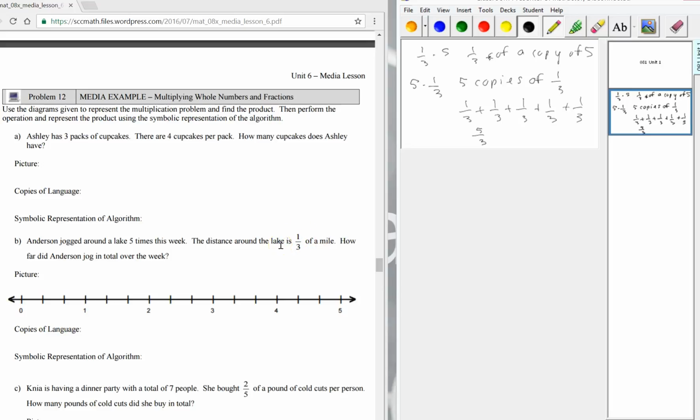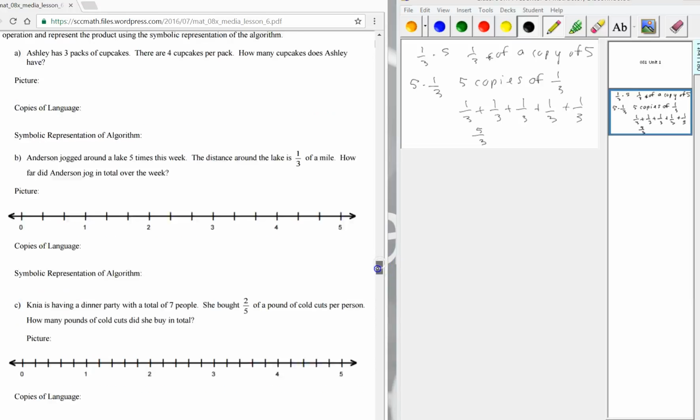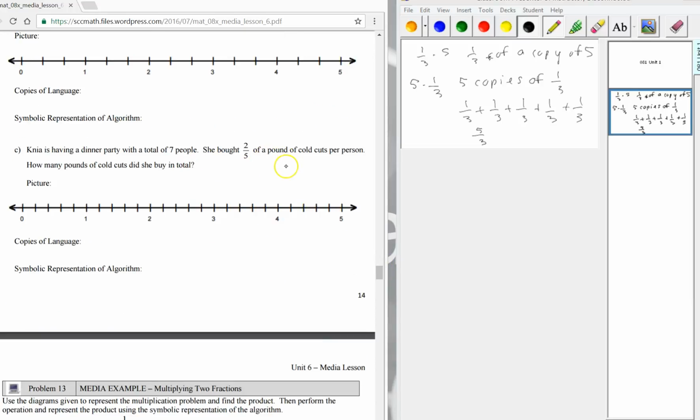Okay, so the idea here, Anderson jogged around a lake 5 times. Distance around the lake is 1/3. How far did he jog? So here we are at 0. That's his first trip around the lake, second, third, fourth, fifth, and they can see 5/3 and connect that idea to the multiplication. Okay. Here's one with a composite fraction. So 7 people, 2/5 of a pound of cold cuts per person. So they could count by 2/5, 7 copies of 2/5, and then they can connect that idea that it would be 14/5.